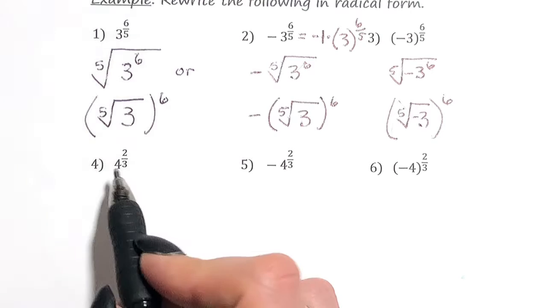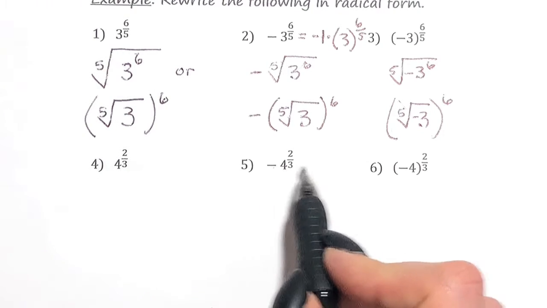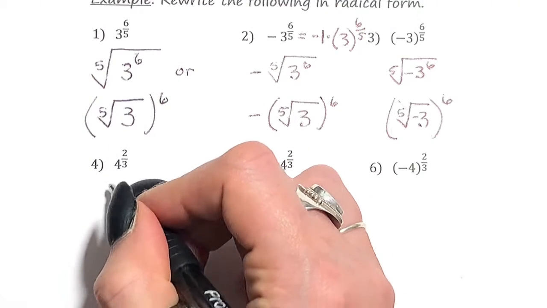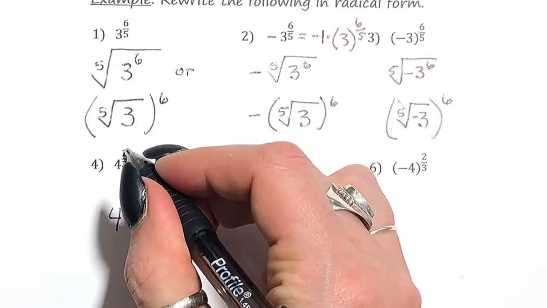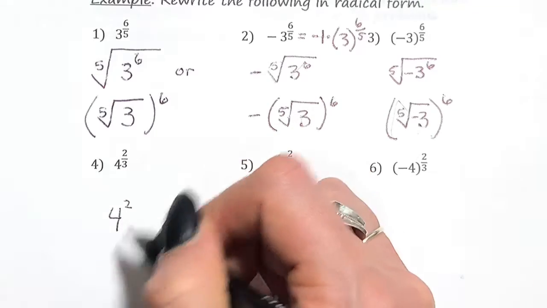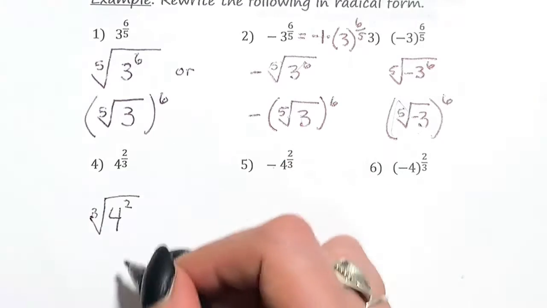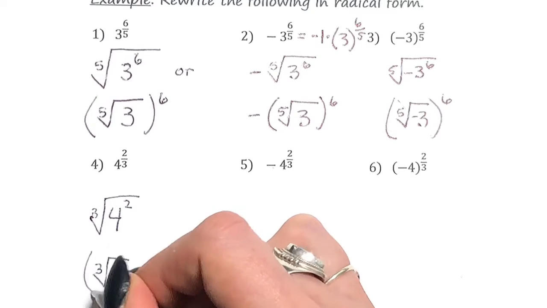Okay, so let's look at the next row. Notice again, they're all the same numbers, but we have a negative on the outside and then the negative inside the parentheses here. So your first step is to take your 4, your base, and then the top number is the power, so we have 4 squared, and then we have our cube root. Or you could do it the other way. You could do the cube root of 4 being squared.